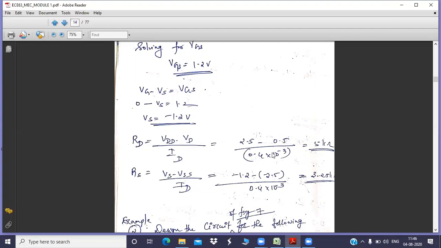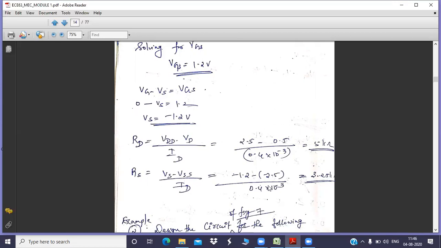Substitute all the parameters, because already we have VD given. VDD is also given. ID is also given. The only parameter which was not given in the question is Vs, but fortunately we were able to find that particular voltage. Isn't it? We have already found that Vs is 1.2, so you can substitute here. VSS also is given, negative 2.5, divided by current.